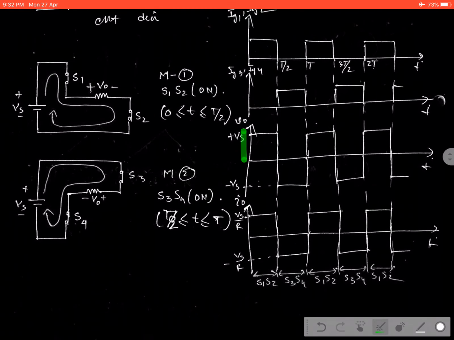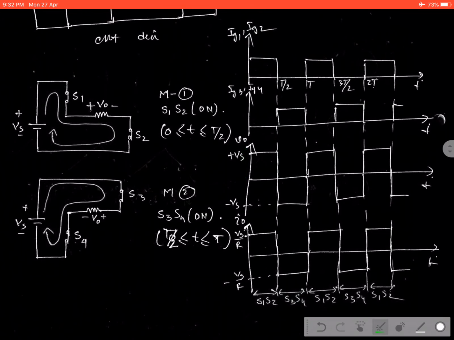Now see, in the first mode operation the duration is 0 to T by 2, and in the second mode operation it is T by 2 to T. If we consider this as the complete cycle, defined from 0 to 2π, then half the time is taken for mode 1 operation and the remaining for mode 2 operation. That is why when S1 and S2 start conducting, the current flows through the load in this way.